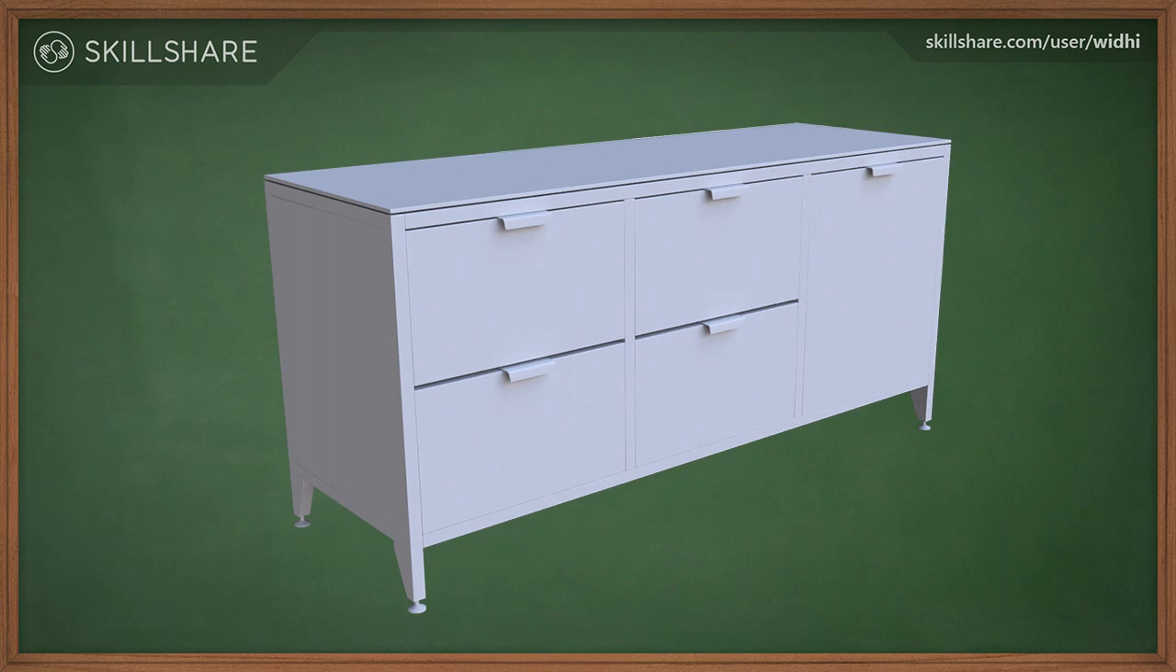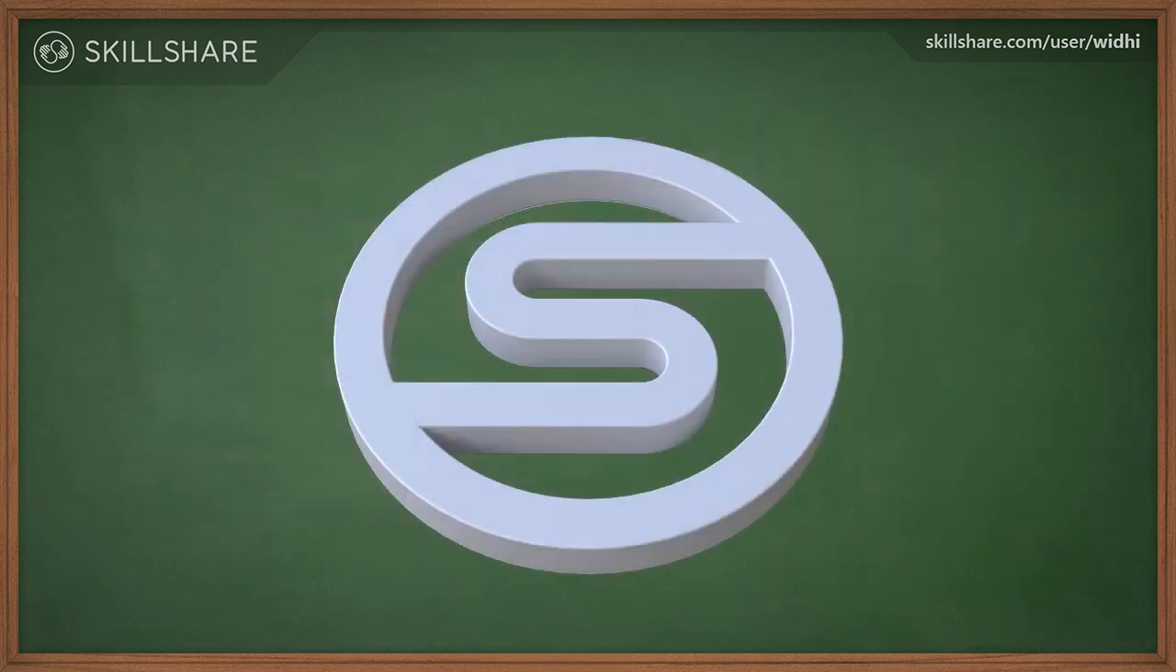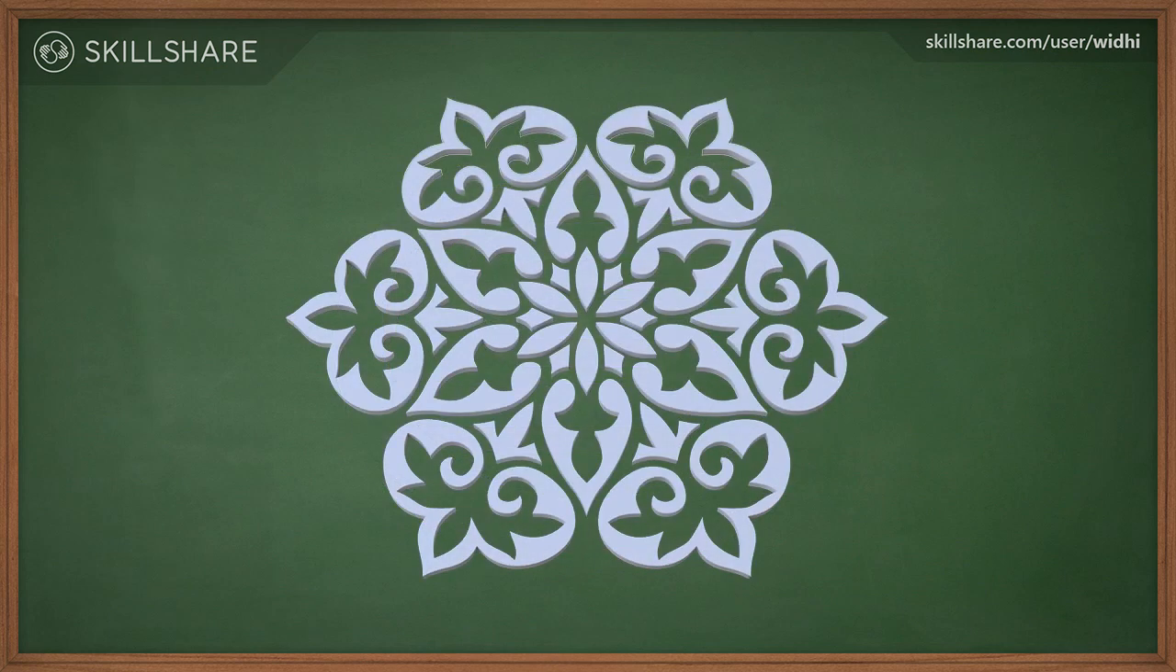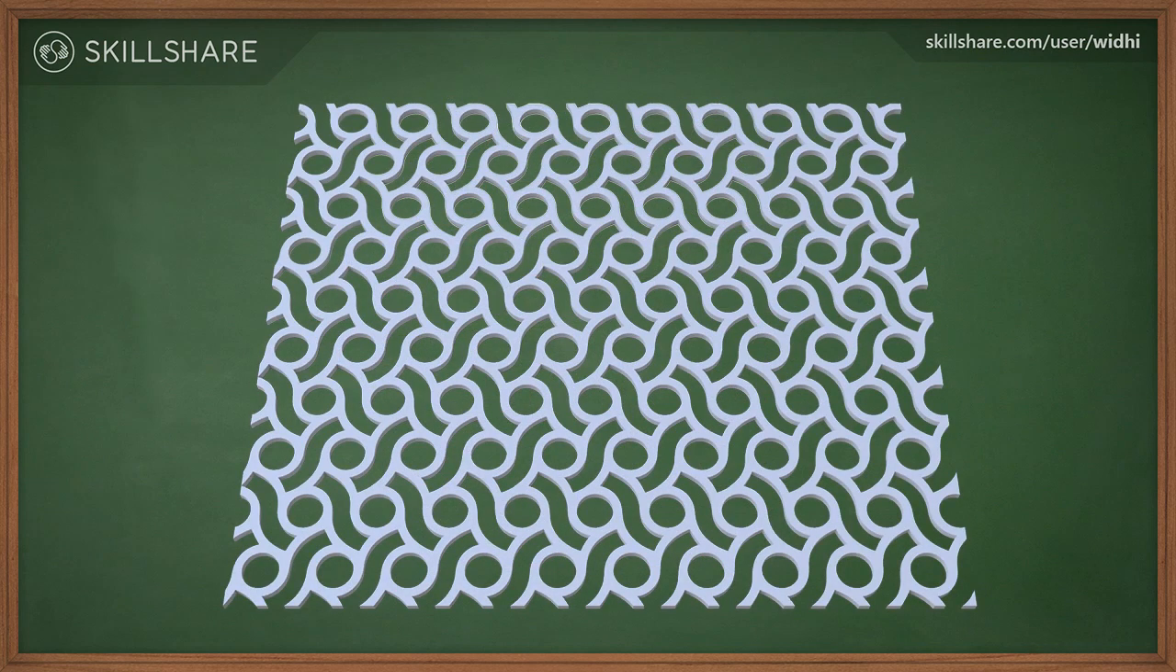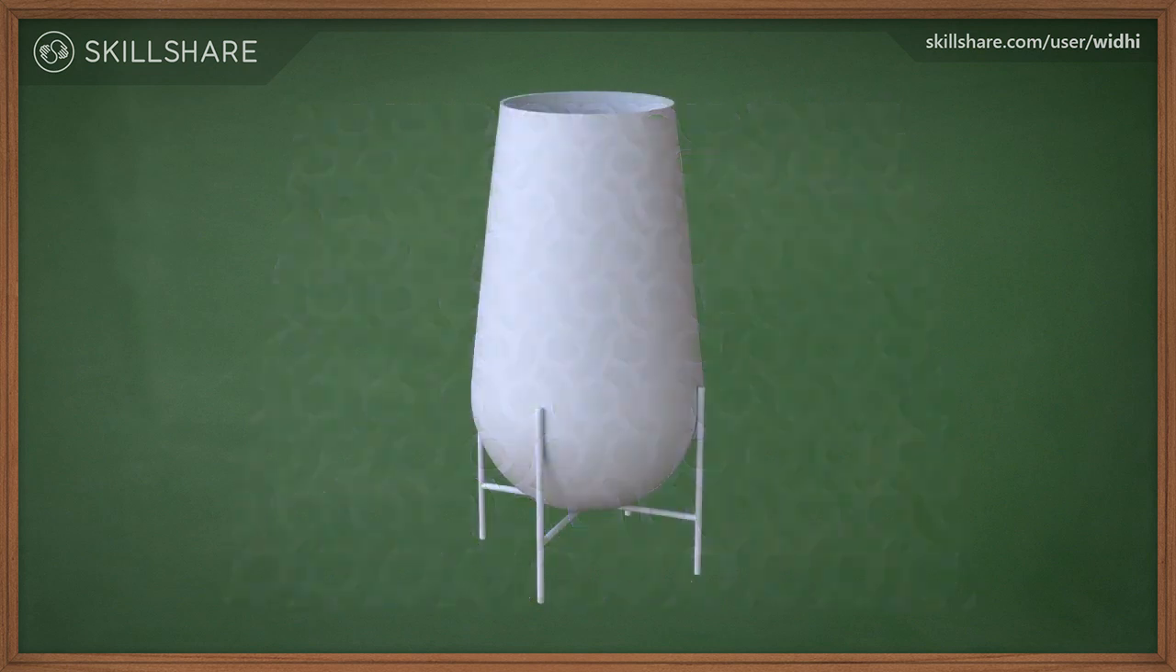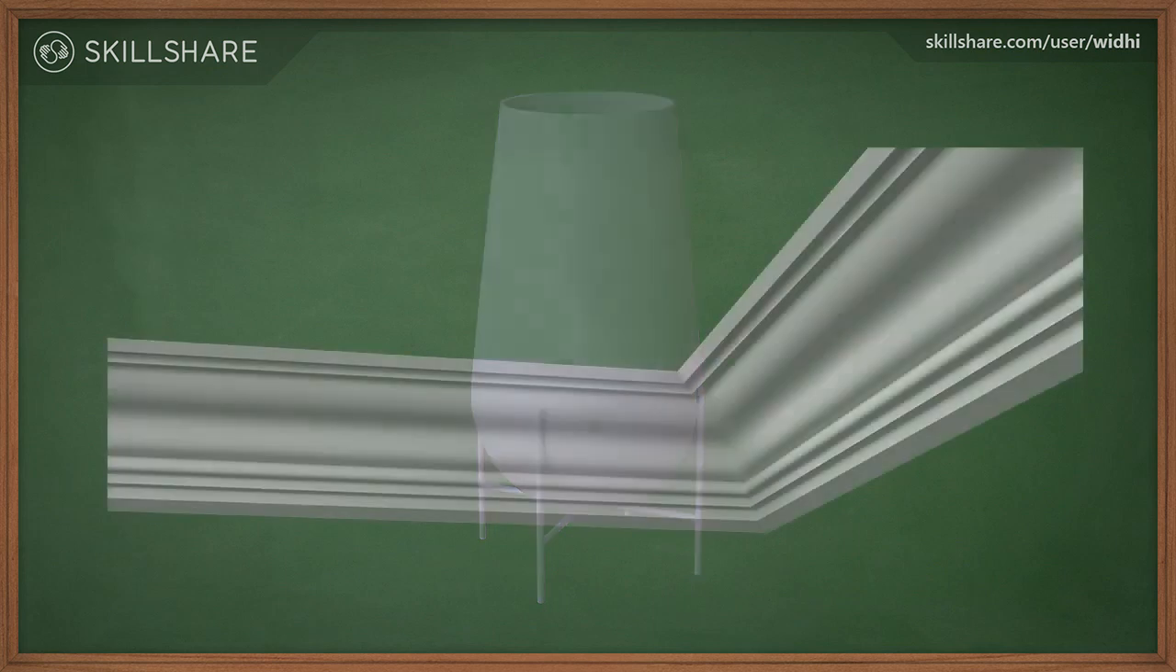Next, by using the spline modeling techniques, you will create this letter type logo. Then learn how to efficiently model this circular ornament. And then learn how to model any type of tileable 3D pattern while creating this wall ornament. Then, you will learn how to create this vase called Ashes. Learn how to create interior details by creating this crown molding.